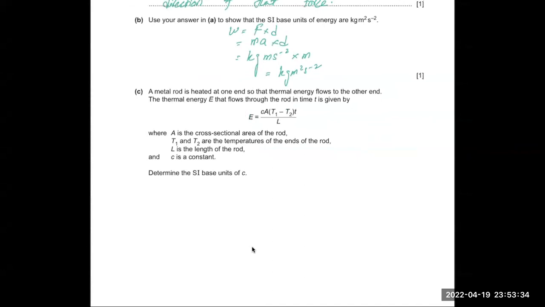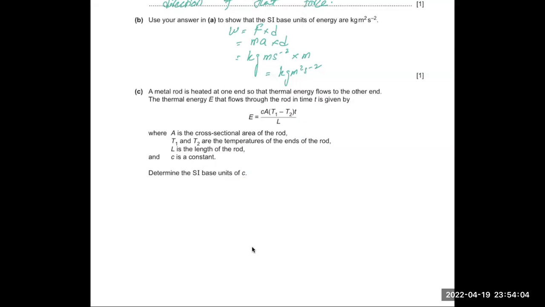A metal rod is heated at one end so that the thermal energy flows to the other end. The thermal energy E that flows through the rod in time t is given by E = CA(T1 - T2)t / L, where A is the cross-sectional area of the rod, T1 and T2 are the temperatures of the ends of the rod, L is the length of the rod, and C is a constant. Determine the SI base units of C.